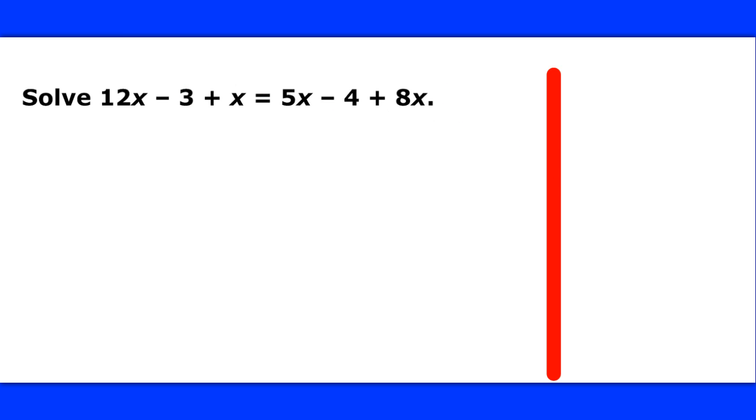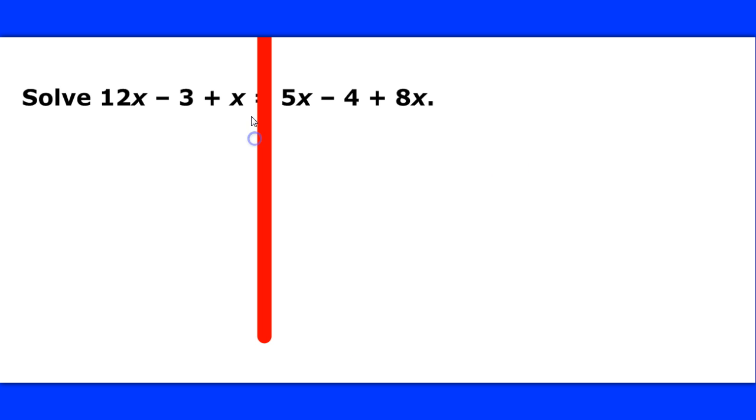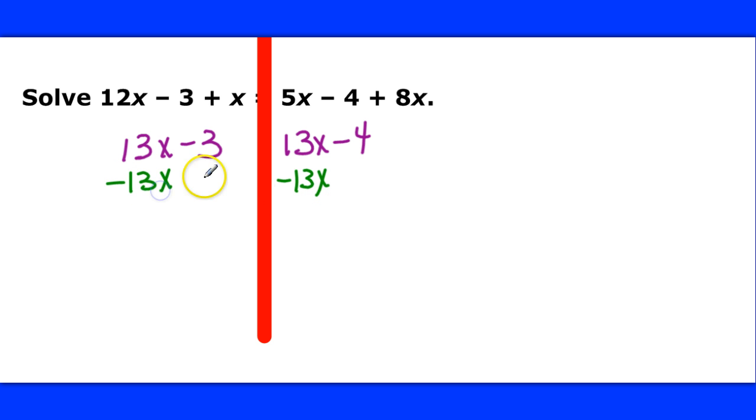Try this one. Again, simplify both sides. If it helps you, put the wall there. So simplify the left-hand side, and that's going to give you 12x plus 1x is 13x minus 3. On this side, 5x plus 8x is 13x minus 4. My next step will be to collect them all on one side. So subtract 13x from both sides, and I end up with gone, gone. Negative 3 is equal to negative 4, which is not true, no solution, and that is it.